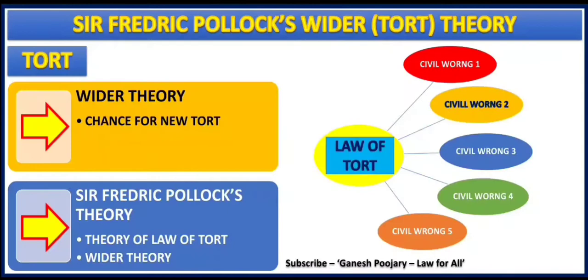So basically we have to understand that there were two groups. One group said every civil wrong is a tort, whereas the other group said no, there are already named torts available, and if the civil wrong falls under any of those already named torts, in that case it will be considered a tort. The first group is considered the wider theory group, whereas the other group is considered narrower because it is limiting the number of torts. We are discussing the narrower theory in my next class, but for now let's focus on Sir Fredric Pollock's wider theory. This is known as Law of Tort.